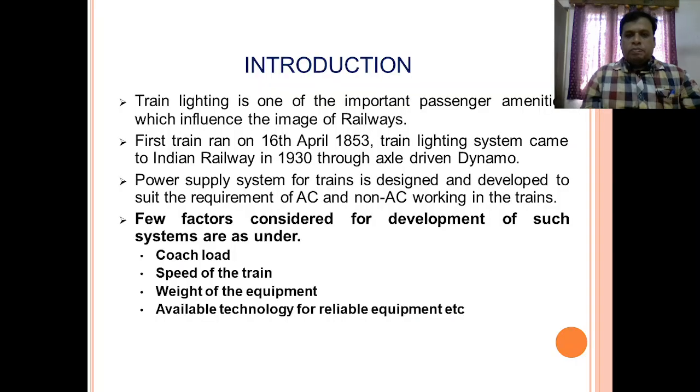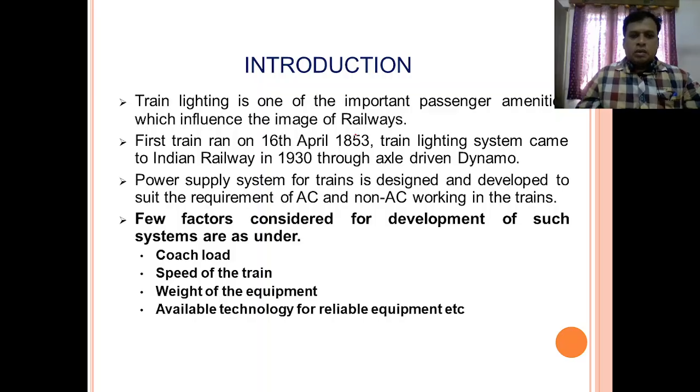The train lighting system is one of the important passenger amenities which influence the image of the railways. Whenever proper lighting is given to the train, the passenger amenities are utilized properly, and therefore it influences the image of the railways.